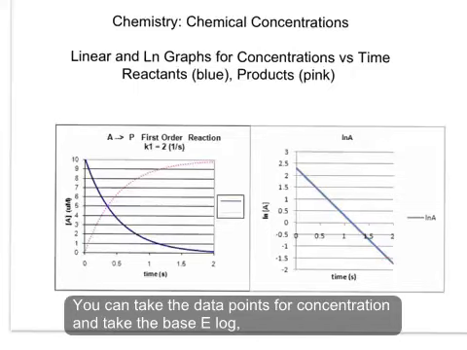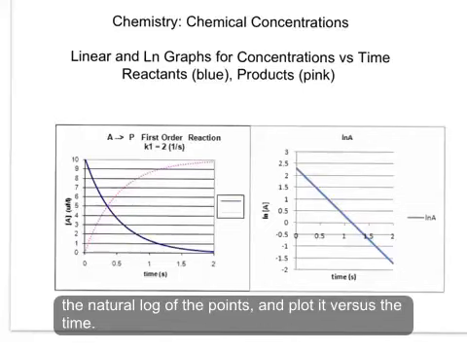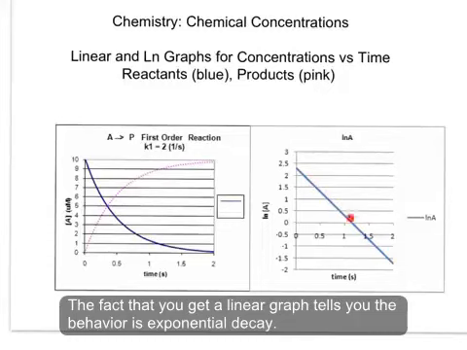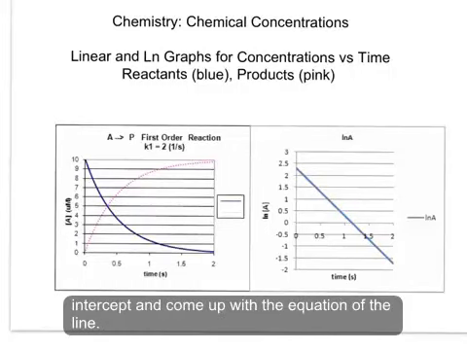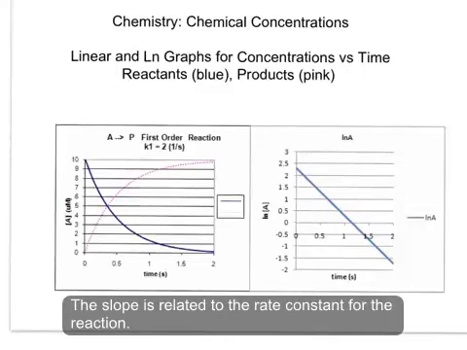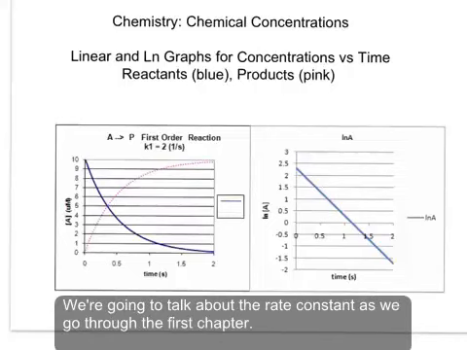And you can take the data points for concentration and take the base e logarithm, the natural log of the points, and plot it versus time. And the fact that you get a linear graph tells you that indeed the behavior is exponential decay. And then from this, if you wanted to, you could look at the slope here and the intercept and come up with the equation for the line, and the slope is going to be related to the rate constant for the reaction, and we're going to talk about rate constant as we go through the first chapter.